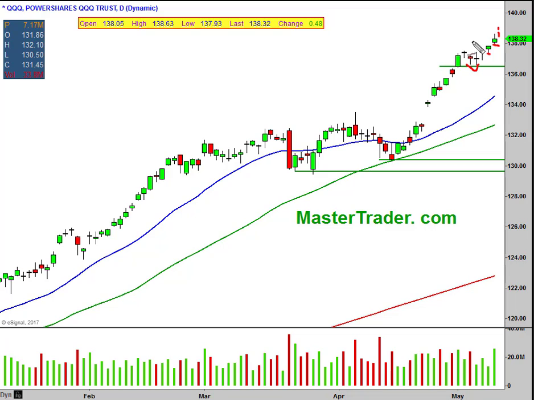Now, if you get a big wide range bar, maybe that happens tomorrow, you can then go down to an intraday time frame and look for trend reversals in a smaller time frame. Now, until that happens, go with the flow here.